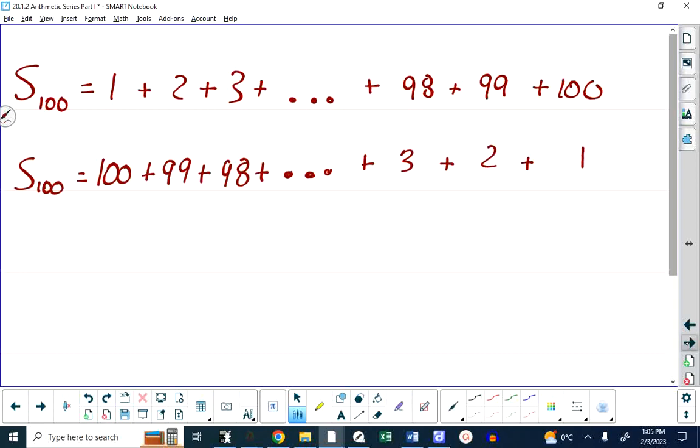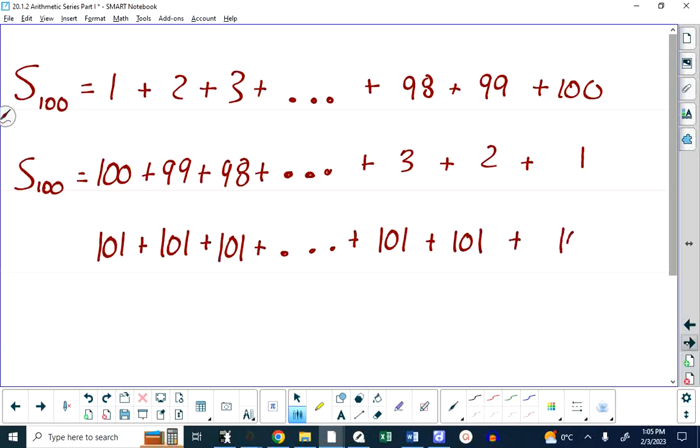And notice that I'm lining things up here. The 98 is lined up with the 3. The 99 is lined up with the 2. And he noticed something. If you add the 1 in the first line and the 100 below it, you get 101. And you get 101 all the time. You get 101 here. So I'm adding these two equations. You get 101 here. You get 101 here. These all add up to 101.